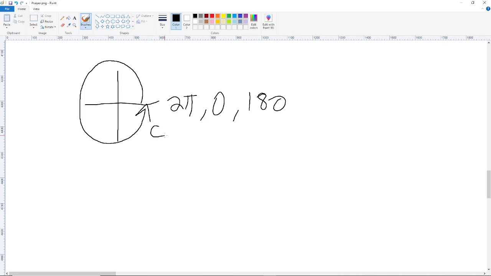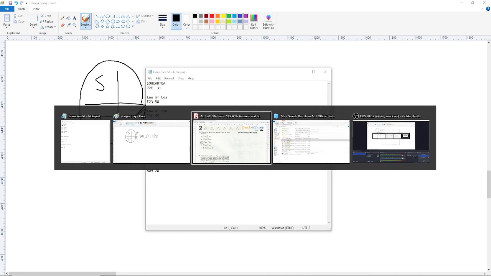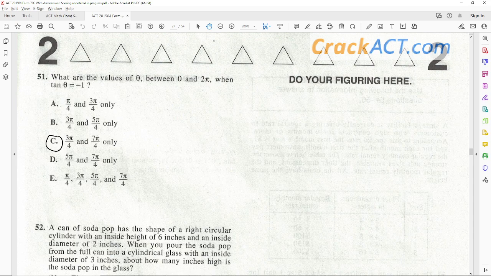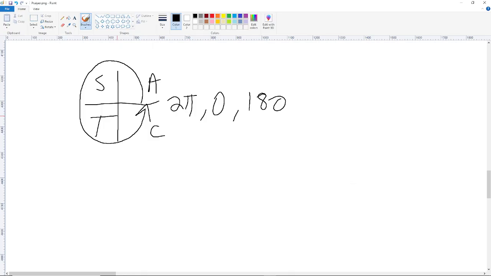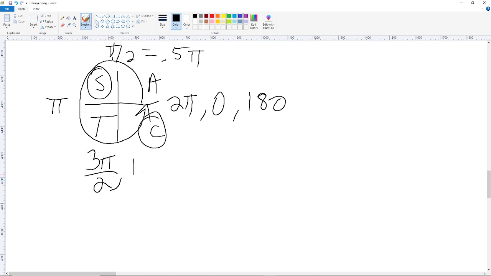Well, remember, C, A, S, T. What are the values of theta between 0 and 2 pi when tangent is negative 1? The only place tangent is negative is here in the second quadrant and here in the fourth quadrant. And remember, this is pi over 2. We could also call that 0.5 pi. This is pi, and this is 3 pi over 2. Or you could call it 1.5 pi if you'd like to, just so you can keep things straight.